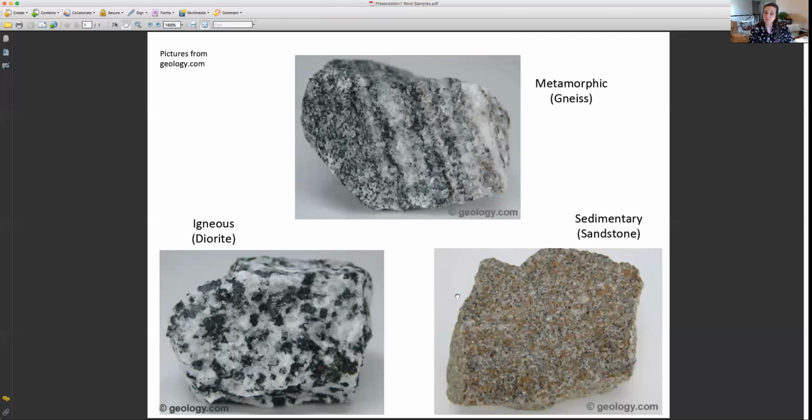So on the bottom right is a sandstone. That's a sedimentary rock. And as you can see, the sandstone has small, fine granules, and they've been glued together by cementation. And those are our three different types of rocks. And now we're going to start learning about the rock cycle. So pull out your second handout, and that'll be the stages of a rock cycle.